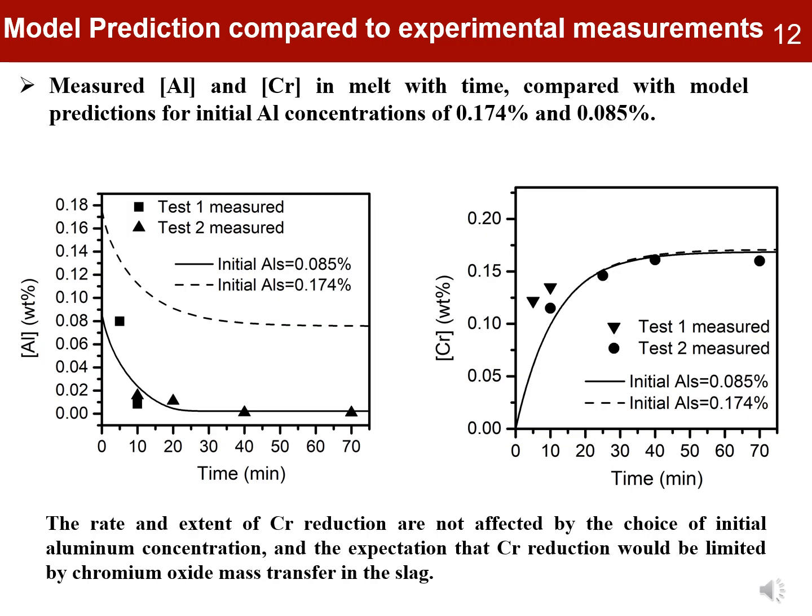The alumina concentration after the slag was added was lower than we expected. This is because the powder slag introduced some iron and oxidized some aluminum in the melt. However, the rate and the extent of chromium reduction are not affected by the low initial aluminum concentration. The chromium reduction indeed is limited by mass transfer of the chromium oxide in the slag.